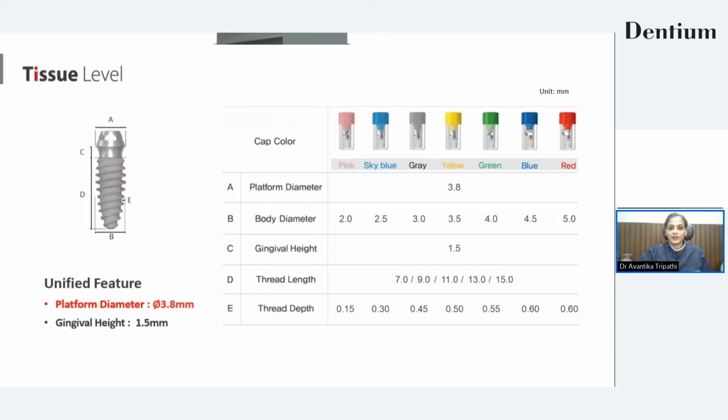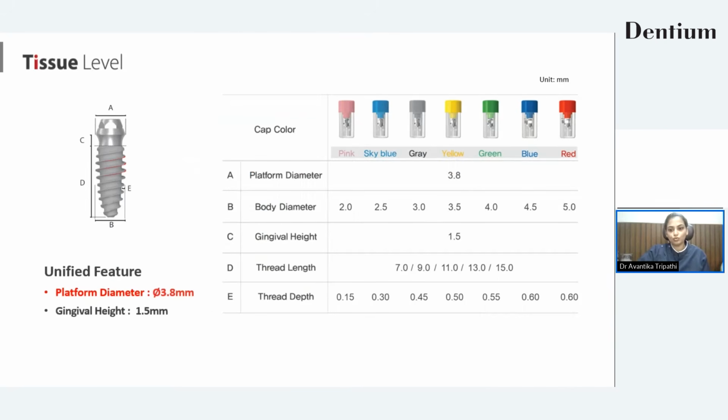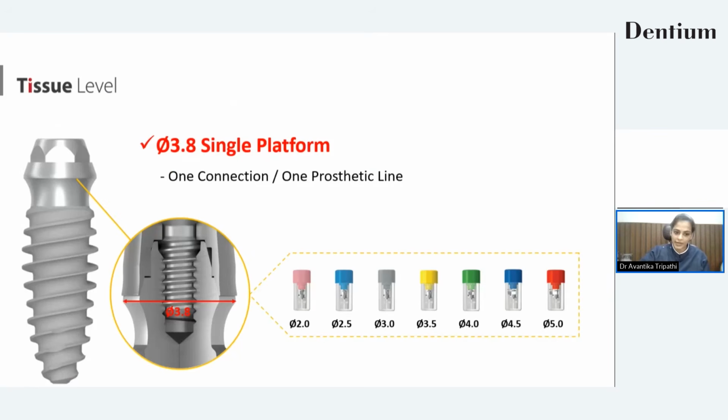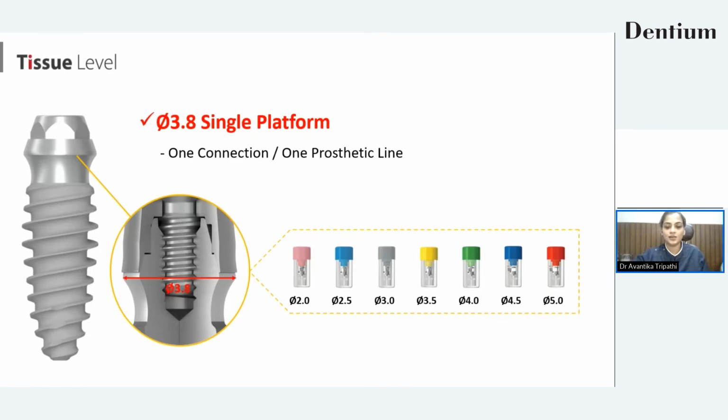As I told you, it is available in thin diameters starting from 2 till 5 mm, which has a standard platform of 3.8. So whatever the external diameter of the fixture is, the platform diameter always remains the same, which is 3.8, which is made to simplify the prosthetic components. Because if there were multiple platforms, there would be a huge number of prosthetic options. So just to simplify the prosthetic workflow, it is made standard.